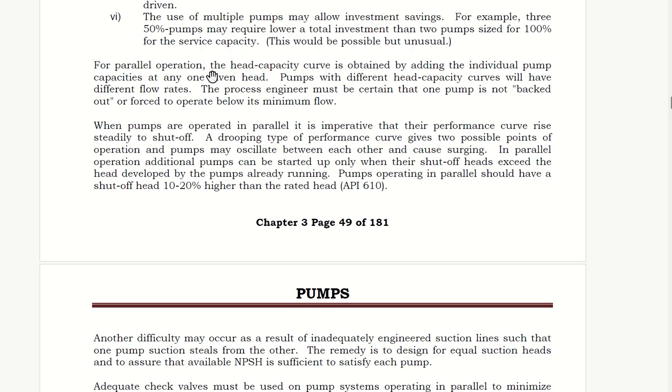For parallel pump operation, the head capacity curve is obtained by adding the individual pump capacities at a given head. Pumps with different head capacity curves will have different flow rates. The process engineer must make certain that one pump is not backed out or forced to operate below its minimum flow. So mostly in parallel operation, two identical pumps are advised.